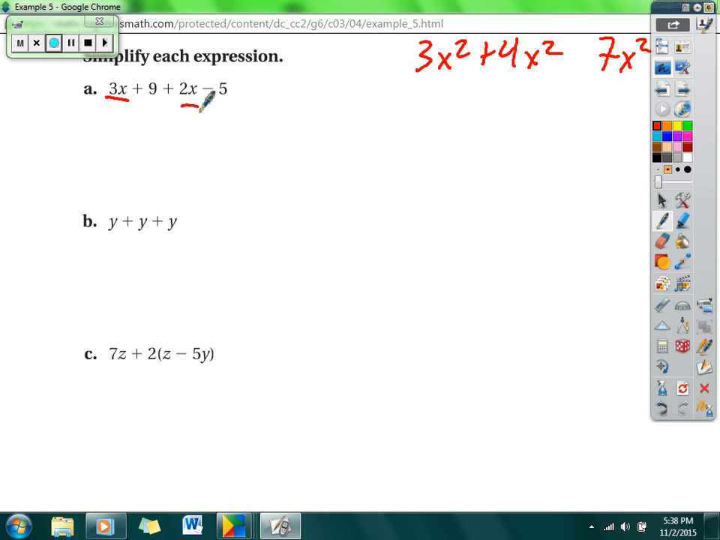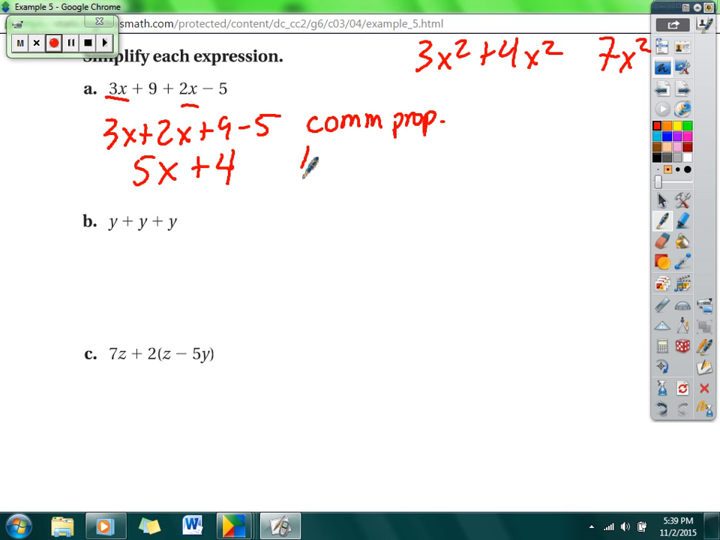We know 3x and 2x are like terms. All right? So let's see how we can get that 2x there. So we want to move the 2x. So it's going to be 3x plus 2x plus 9 minus 5. This is going to be the commutative property. Okay? Now 3x plus 2x is going to be 5x. And 9 minus 5 is going to be 4. I'm just going to cut to the chase and say this is due to like terms. Okay? So if you notice that I can do 3x plus 2x here, and I can do 9 minus 5.